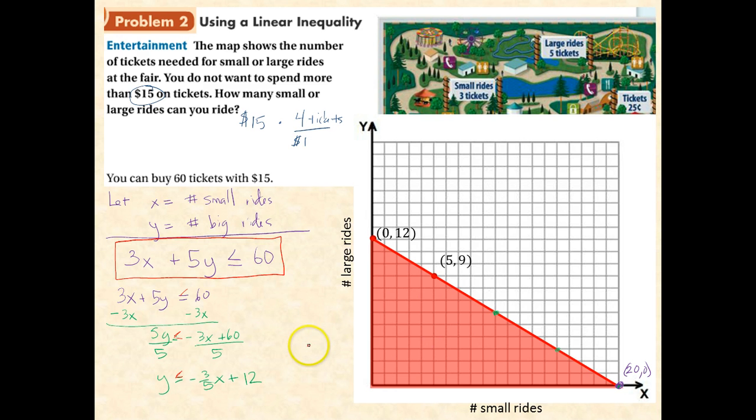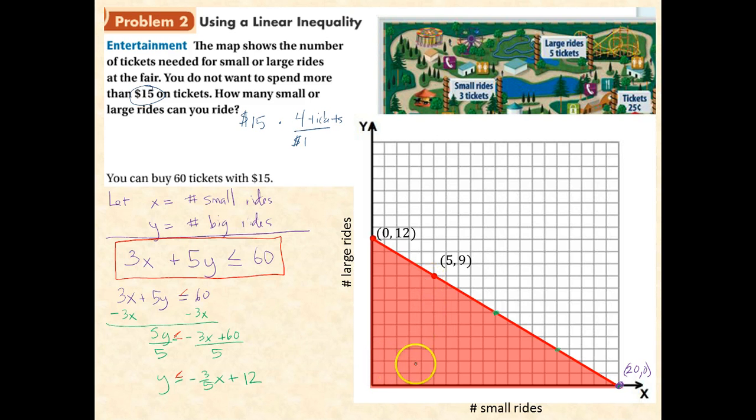But check yourself, because when we shade under the line, we're saying that every single point under this line is a solution. So question, is the point (1, 1/2) a solution? Can we go on one small ride and 1/2 of a large ride? No. Since we're counting actual things here, we can only count whole numbers.